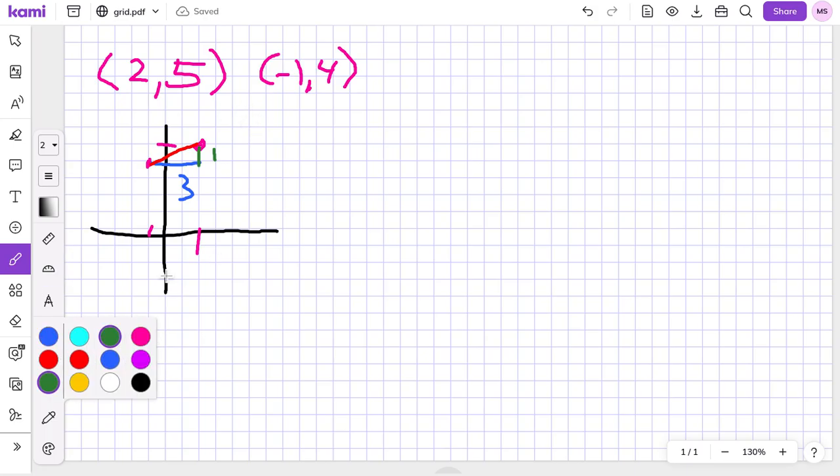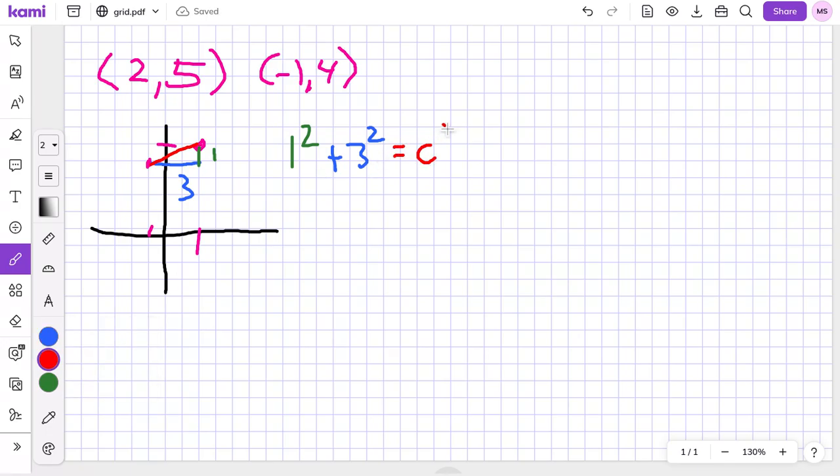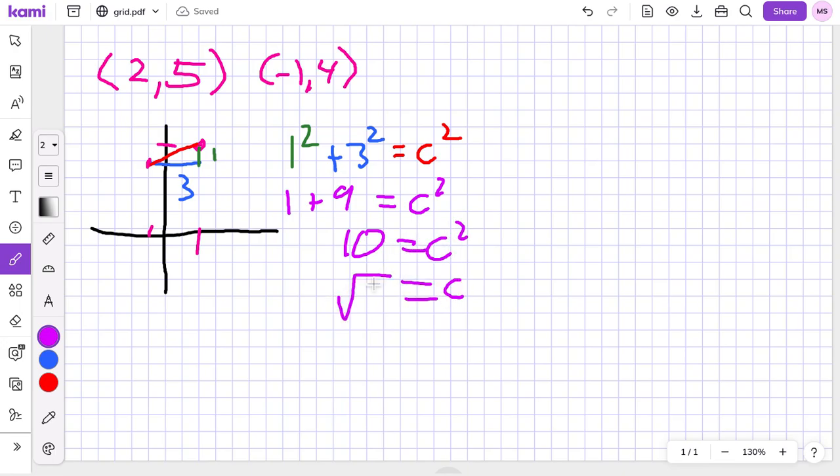Well, by the Pythagorean theorem, 1 squared plus 3 squared equals the hypotenuse squared, which I'll call c. So 1 plus 9 equals c squared, which means 10 equals c squared, which means c equals the square root of 10. And that would be your answer on how to find the distance between 2 points. Any point on the coordinate grid is fair game. You need to be able to find the distance between them. That's what's on the quiz.